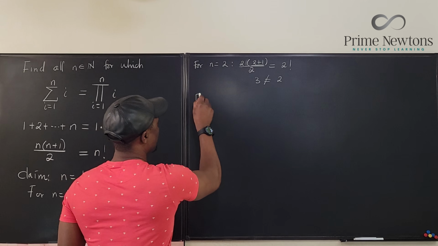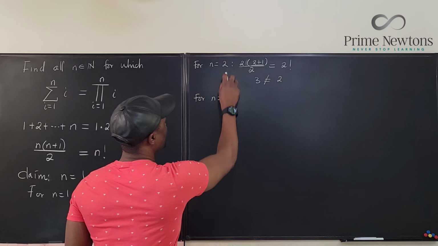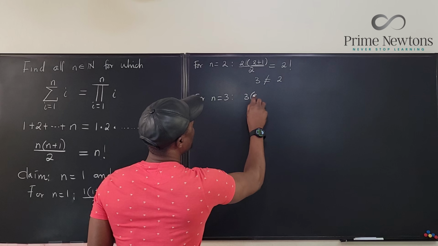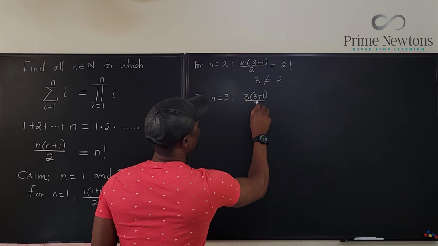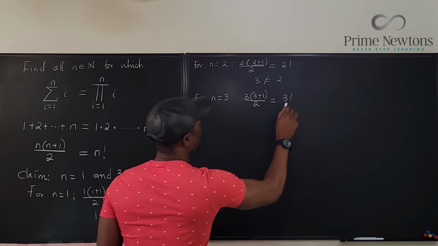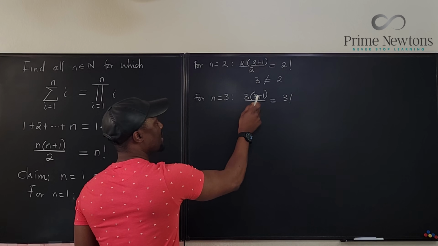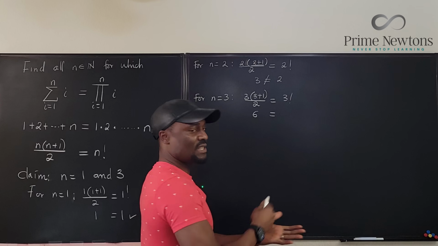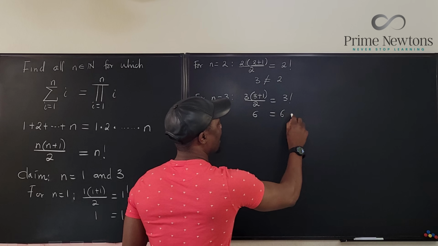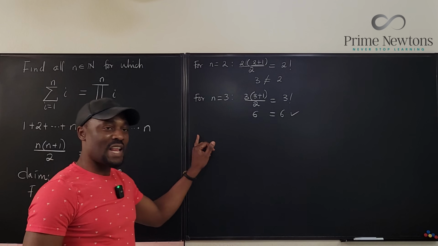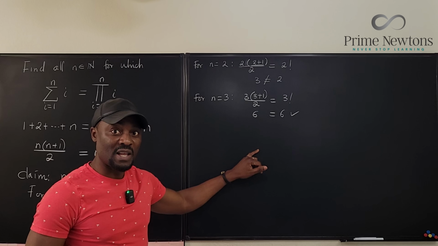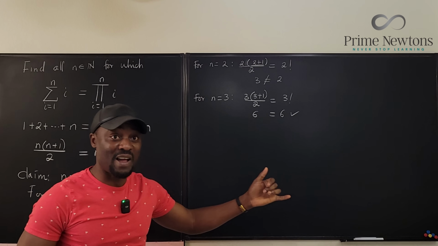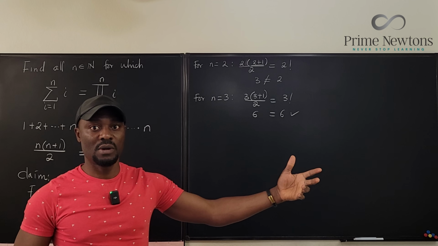Let's try for n equals 3. What we have is 3 times (3 plus 1) over 2 equals 3 factorial. Well, we know that this is going to be 3 times 4, 12. 12 divided by 2 is 6. 3 factorial is 3 times 2 times 1. It gives us 6. This is true. When we do n equals 4, it is not true. Well, that's my claim. And it's not true for n equals 5 or any number in the future.